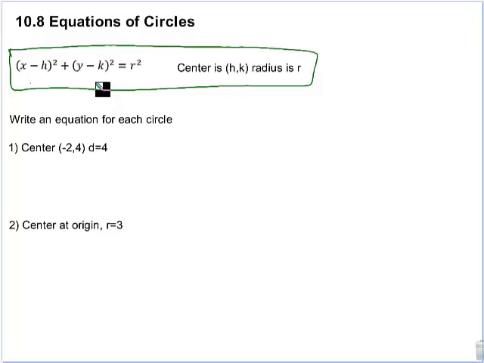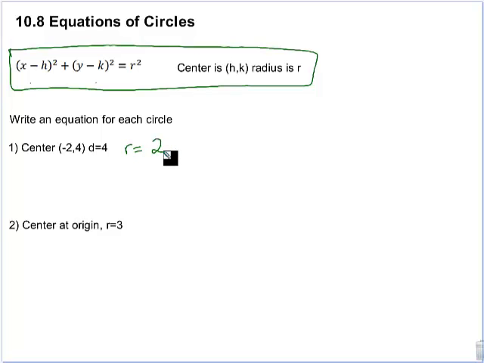So we're going to write the equation of the circle. Center at negative 2, 4, and a diameter of 4. So first off, we have the center. The diameter is 4. What's the radius? 2.